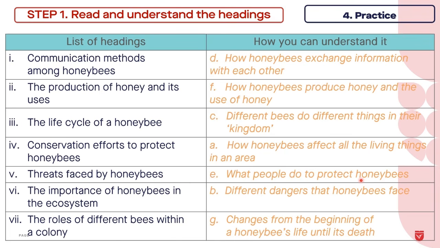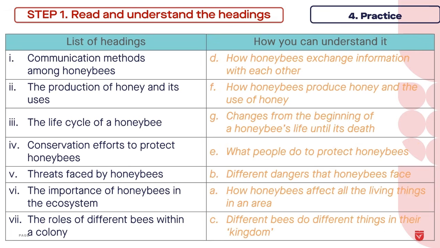Number 2, the production of honey and its uses, or how honeybees produce honey and the use of honey. Well done, everyone. Let's double-check your answer. Number 3. The life cycle of a honeybee, or changes from the beginning of a honeybee's life until its death. Number 4. It also means what people do to protect honeybees.